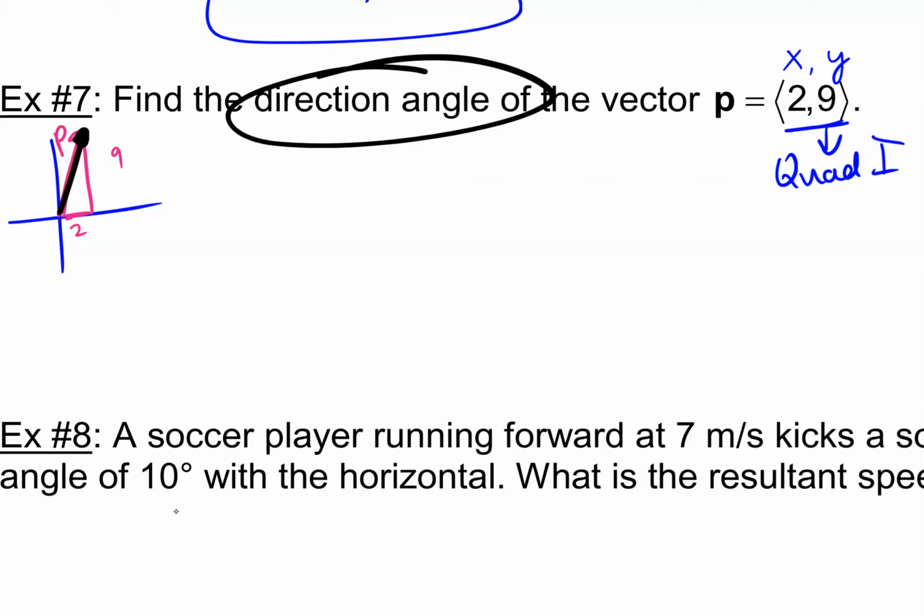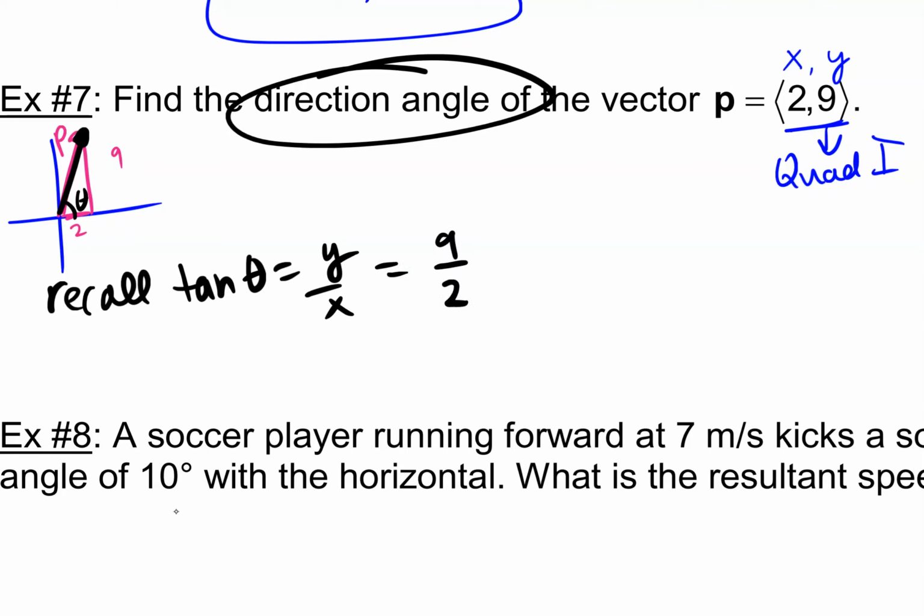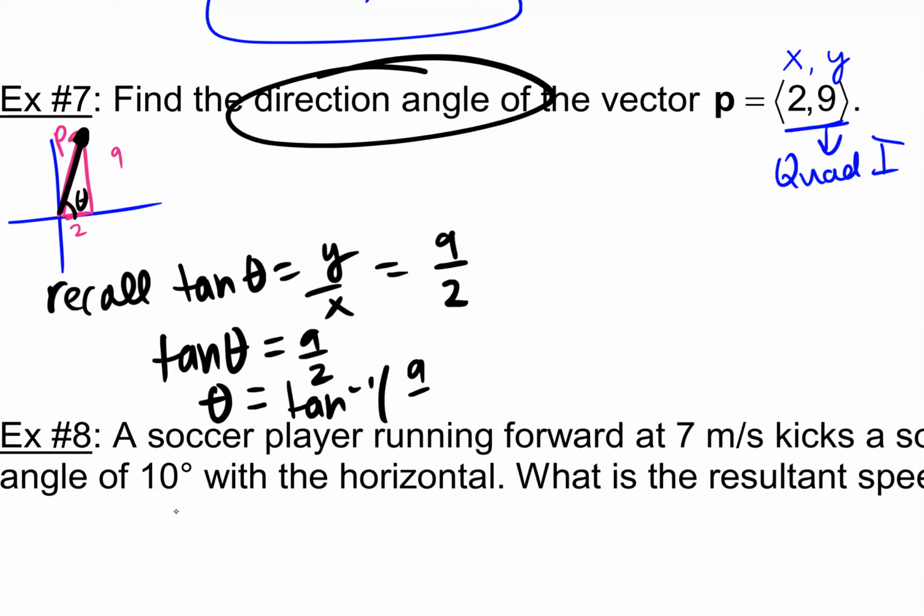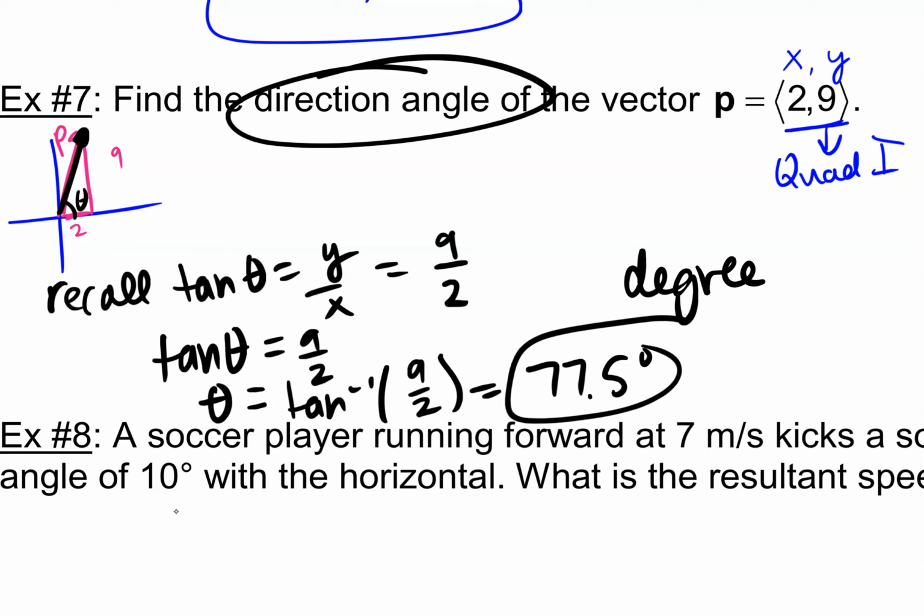Well, I have a triangle, and what I want is this angle, so we can use SOHCAHTOA. Recall, tangent of theta is going to be y over x. Thank you, chapter 4. So this is 9 over 2. So tan of theta is equal to 9 over 2. If I use tan inverse of 9 over 2, make sure you're in degree mode, it's going to be 77.5 degrees. And we're good, because we know it's in quadrant 1, so this is 77.5 degrees above the horizontal, and that's all we need to do.